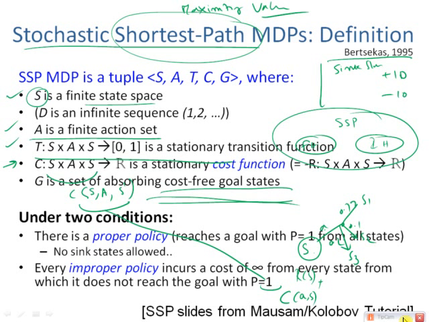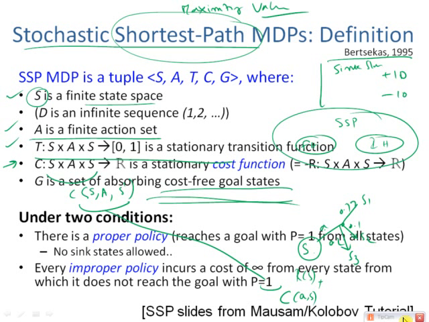In this particular case, the question is: is this a stochastic shortest path MDP? Of course, I wrote in capital red letters that it's not. So what are the reasons? Show me some violations of SSP conditions. First of all, this is a goal state. When I put this, that means it's an absorbing goal state.